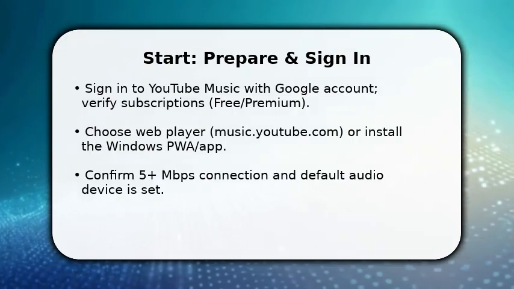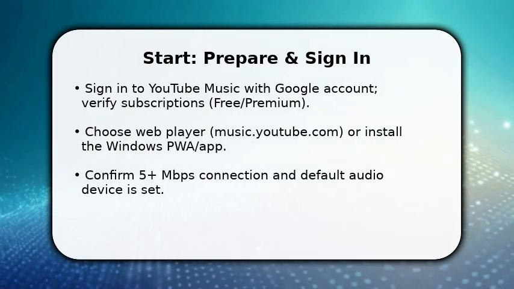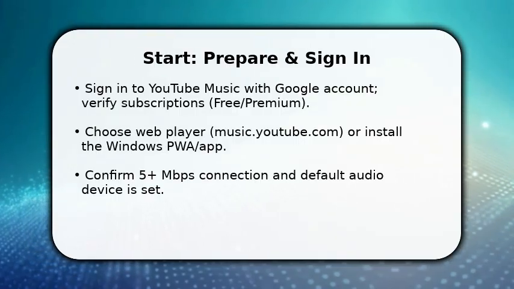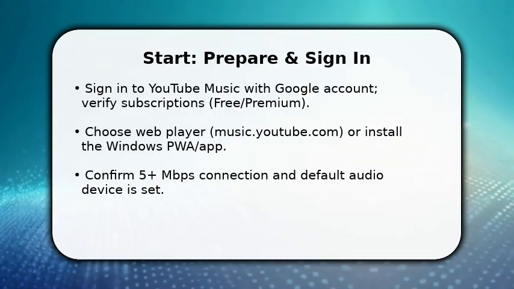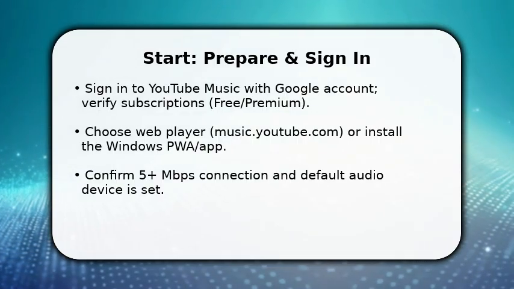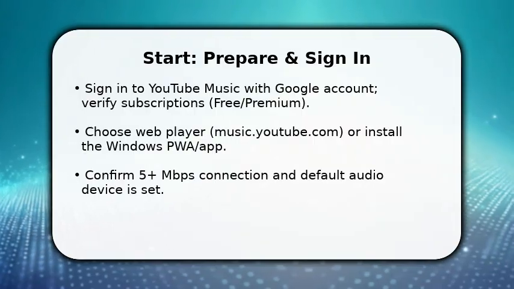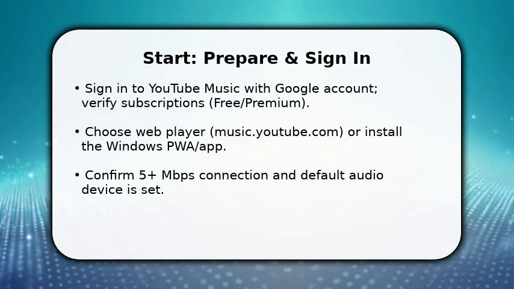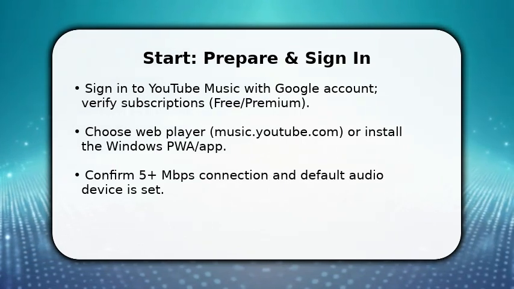Make that choice now. Make sure your internet speed is stable, at least 5 Mbps for standard quality, and that your PC's default audio device is selected in System Sound Settings. If you have Premium, enable higher quality and offline features. Otherwise, you can still stream freely.